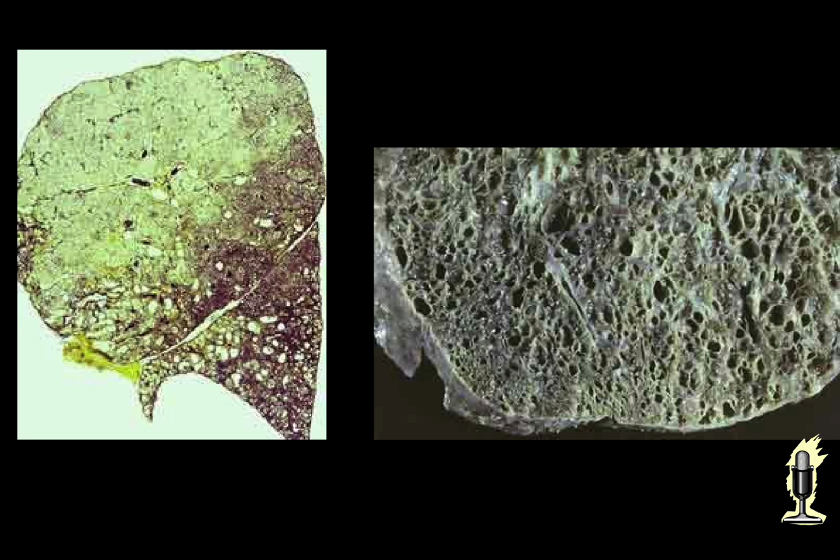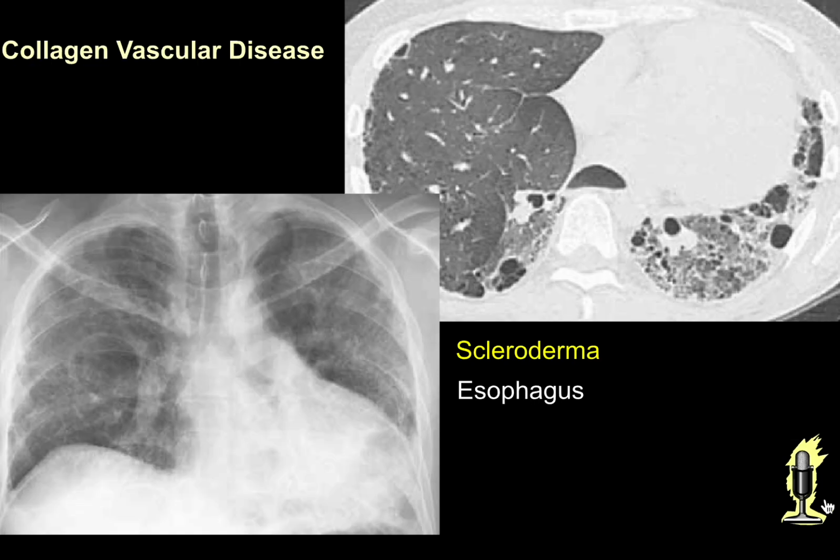The basilar predominance and volume loss are strikingly demonstrated in the sagittal lung section. Note at close-up the variable size of the cysts seen with honeycombing. The same pattern and distribution of disease is seen in the collagen vascular diseases. Note the dilated, air-filled esophagus.